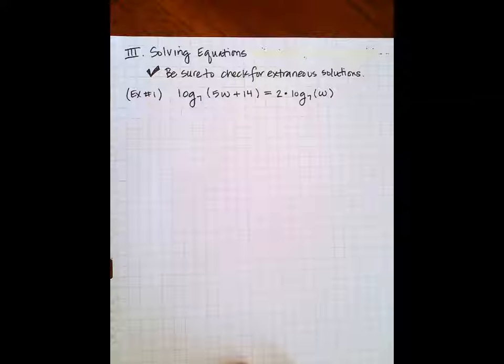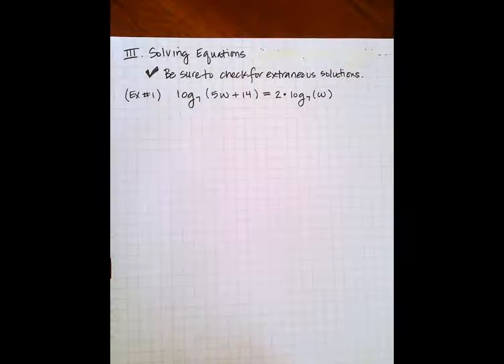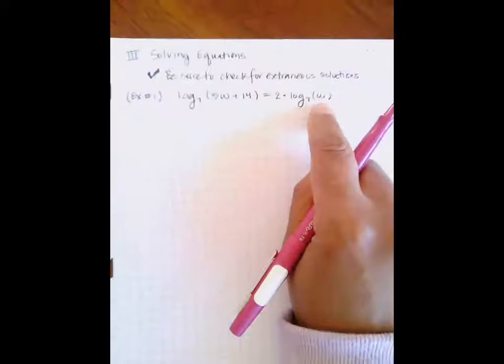There are extraneous solutions that sometimes come up when we're solving logarithms because a logarithm has a limited domain for what can go into it. The domain is generally going to always be positive values inside of the argument. Again, the argument is what is inside the parentheses.